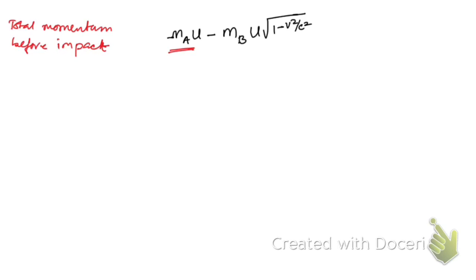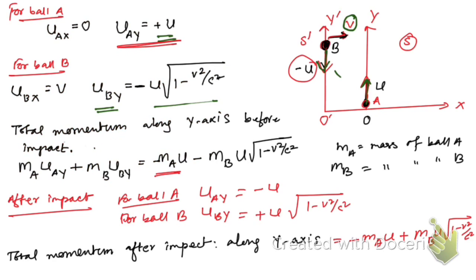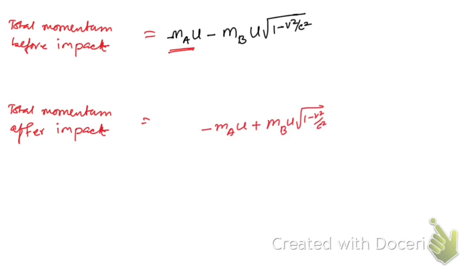Total momentum after impact, so not before, after impact it becomes, so we just need to change the sign here, right? Minus, and this should be plus, right? So here is the result, this one. Let me copy this. So here is the total momentum after impact, okay, right?